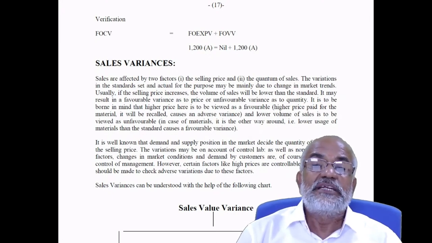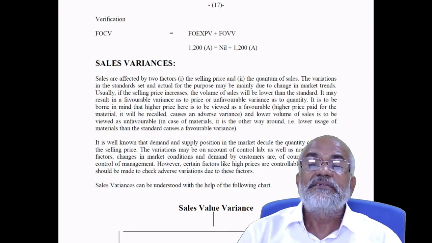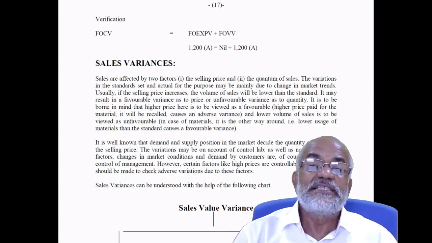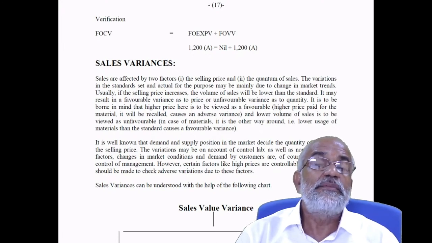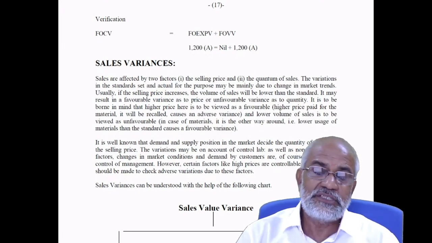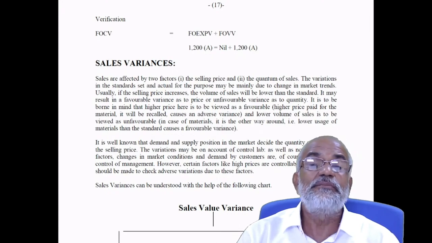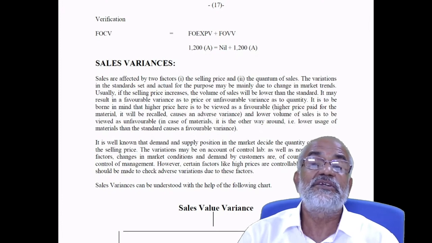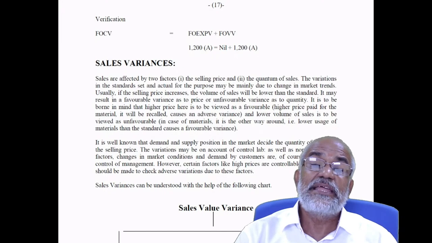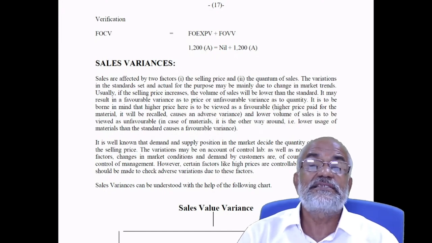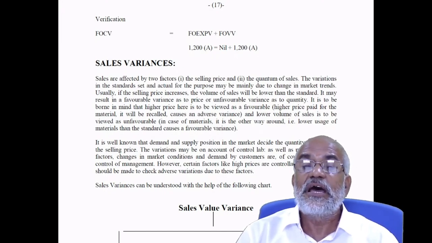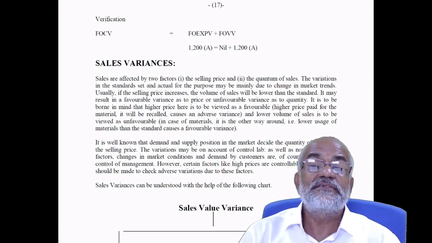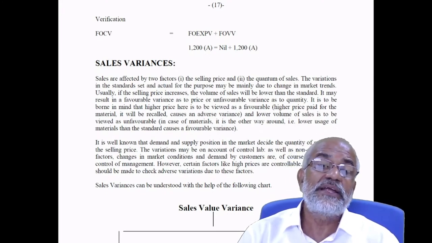It is well known that the demand and supply position of the market decides the quantity of sales and the selling price, because it is the law of demand. The law of demand says ceteris paribus, that means other things remaining constant, the higher the demand, the lower the price, and vice versa. So that is the major factor which determines the sales variance here. The variations in the sales may be on account of controllable as well as non-controllable factors.